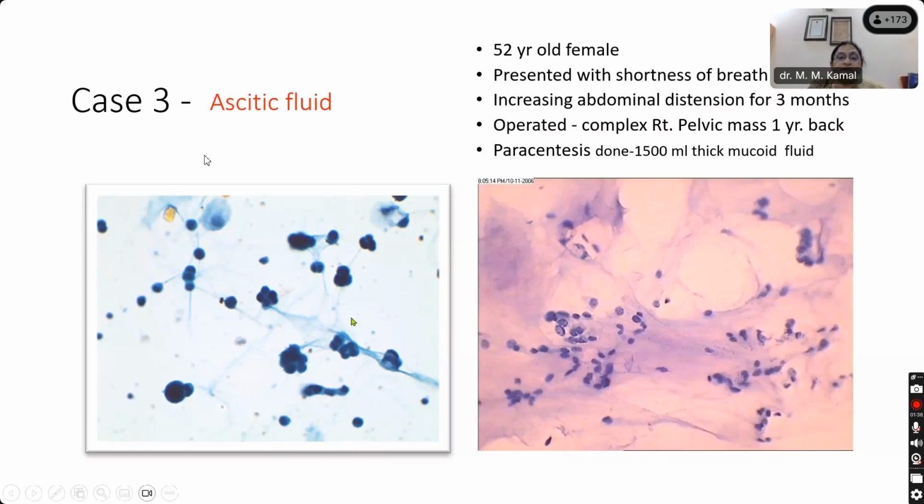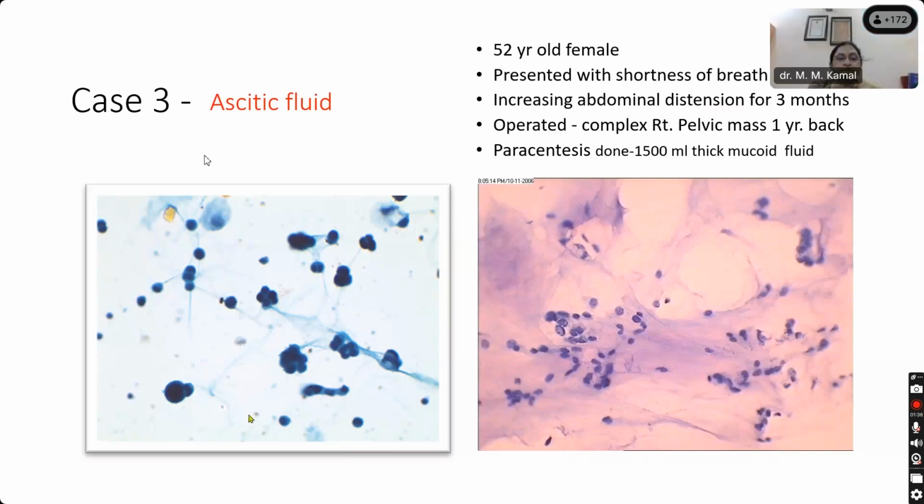It's a case of a 52-year-old female who presented with shortness of breath and increased abdominal distension for the last 3 months. On operation, we got a right pelvic mass 1 year back, which was operated before. Now paracentesis has been done and 1500 ml of thick mucoid fluid has been aspirated. What are you seeing in these smears?